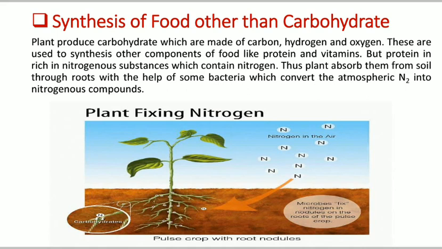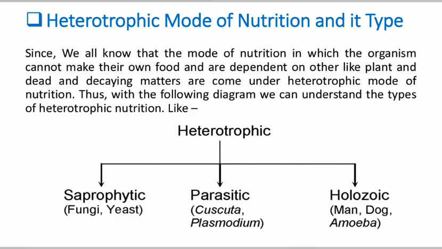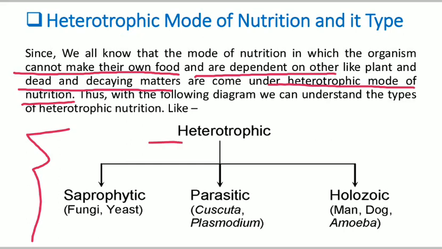After that let's have a look at the heterotrophic mode of nutrition. In the previous video you already understood about heterotrophs, those who cannot produce their own food. The mode of nutrition in which organisms cannot make their own food and are dependent on others like plants and dead and decaying matter comes under what? Heterotrophic mode of nutrition. With the help of this flow chart we can understand the heterotrophic mode of nutrition.